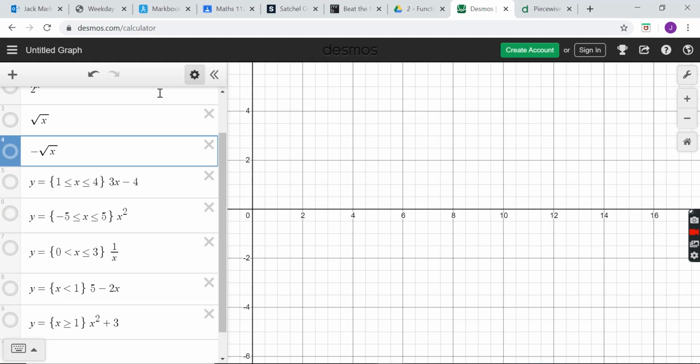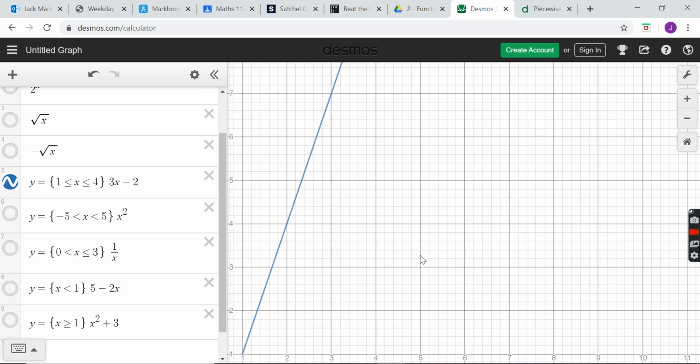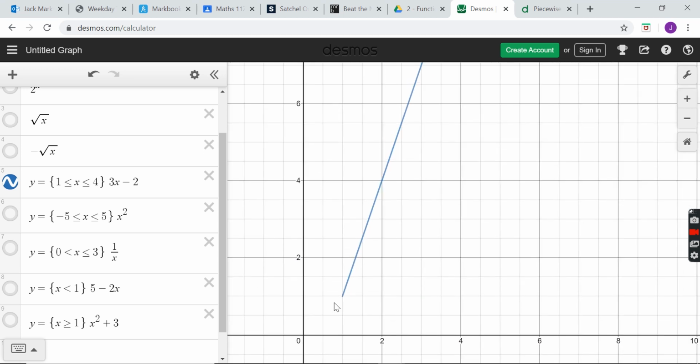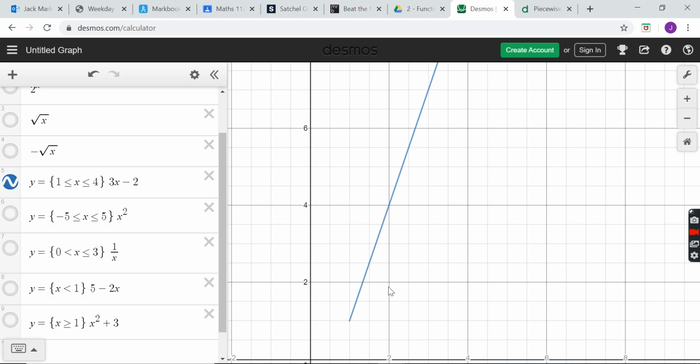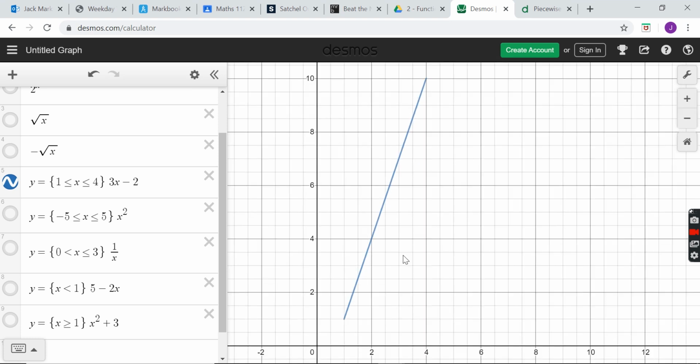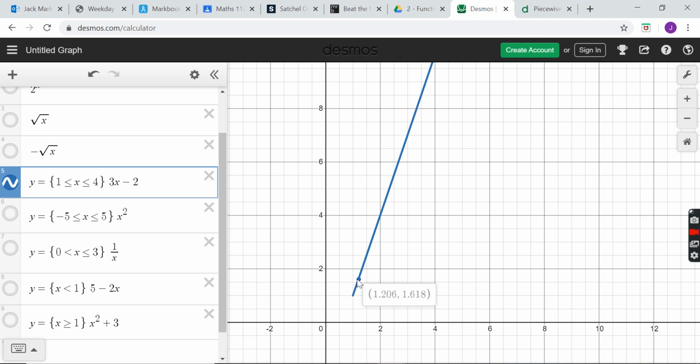So what would that look like? Well, 3x minus 2, it would look something like this. What do we notice? You're not allowed values before 1. You're not allowed values after 4. So it's an incomplete line. It's just a mapping of a few specific points. Really, it's not a mapping of 1.5 or anything before. It's sort of like a collection of coordinates.